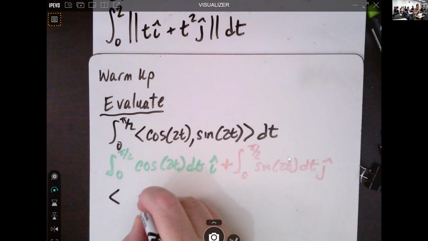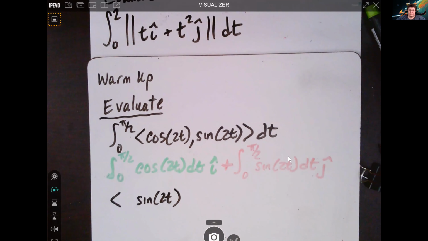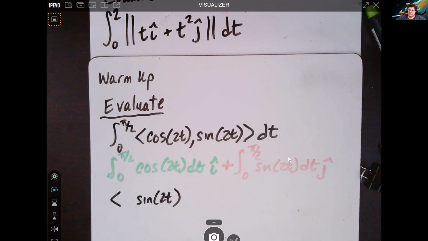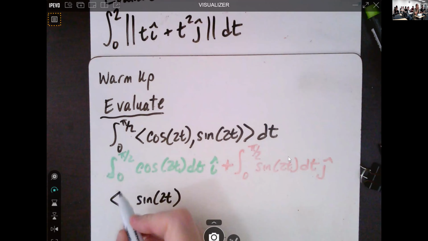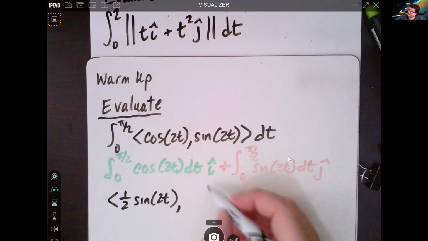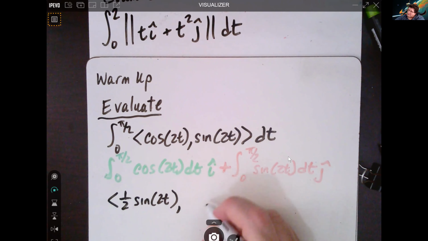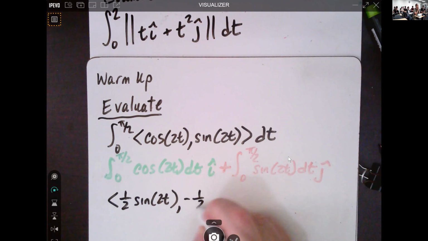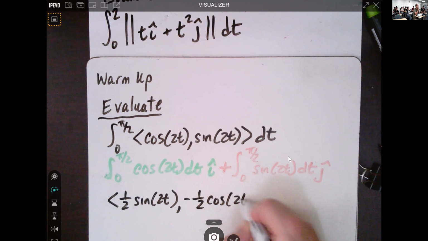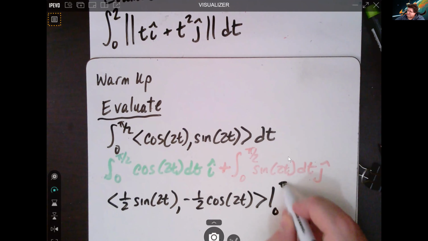Sine. Well, actually, look quick. And what happens with that 2t? So 1/2. It becomes a 1/2, right? What about sine of 2t? Oh yeah, negative 1/2 cosine 2t. And we're evaluating from 0 to pi over 2.